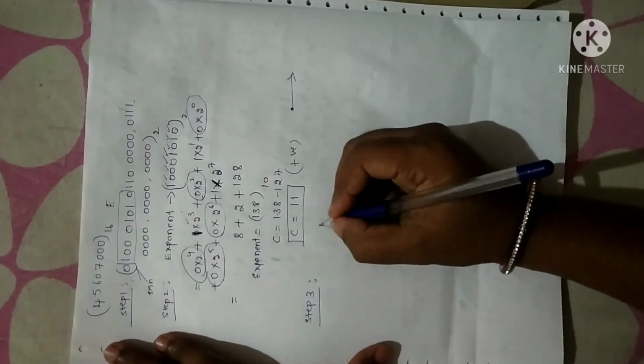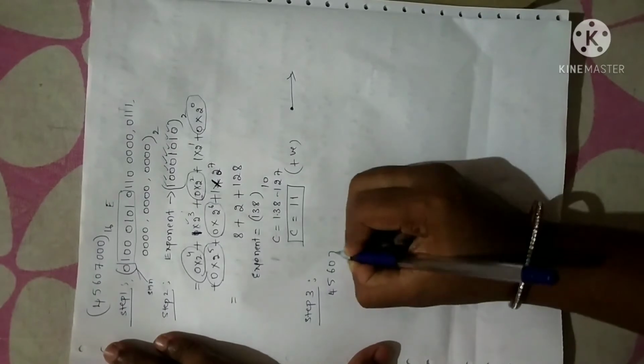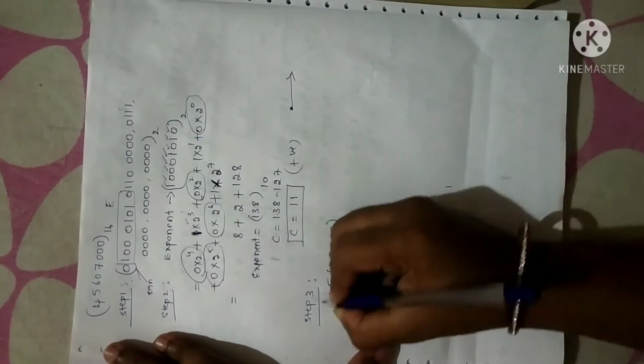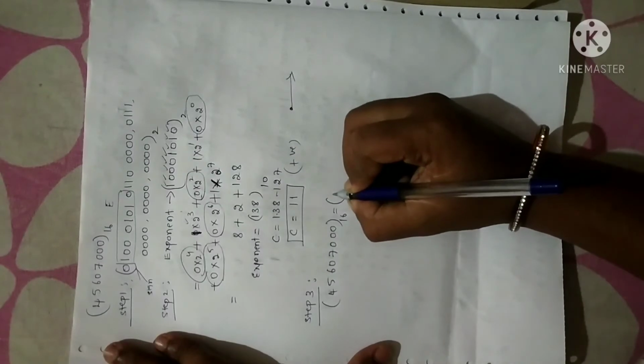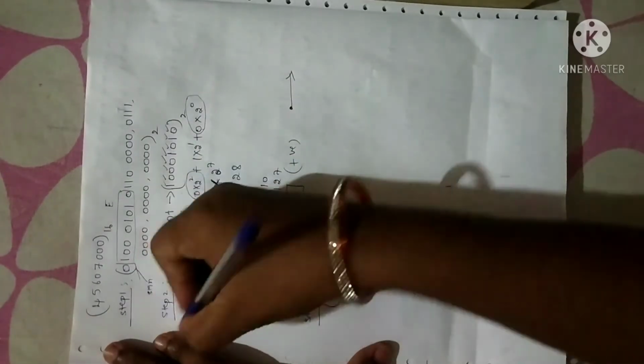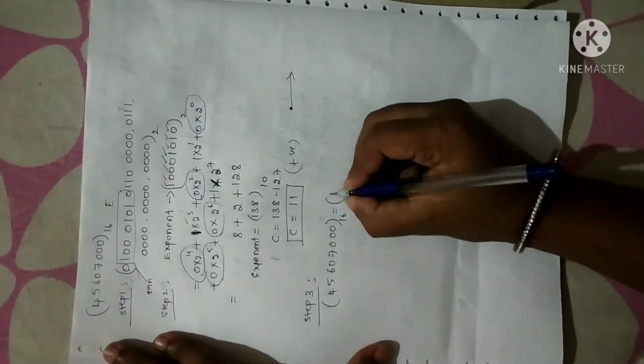So step 3 is, we have to write the given number. The given number 4560700, with base 16, can be written as follows. The first digit I have already told you, it is the sign bit. No matter whether it is 0 or 1, whether we have positive or negative, you have to write it as 1.